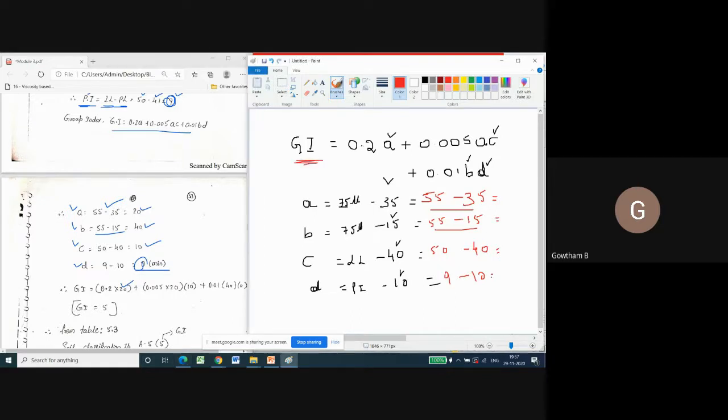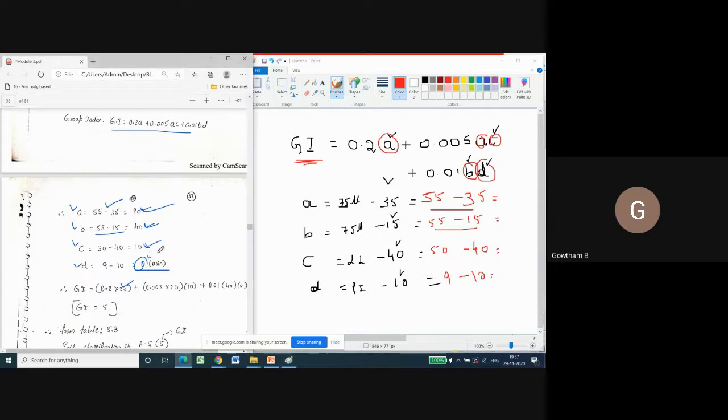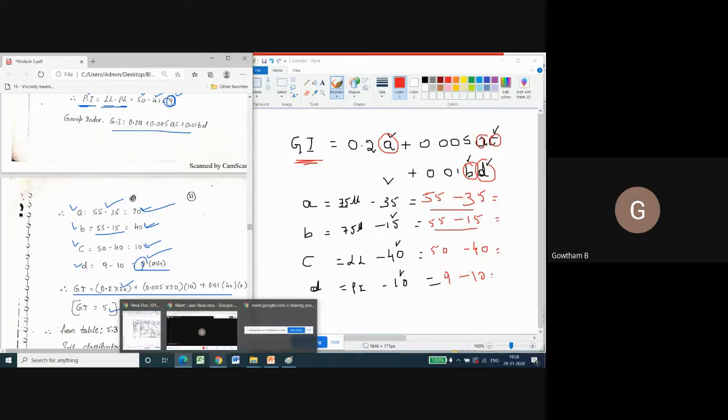Here is the group index formula. Substitute A as 20, C as 0, B as 40, and D as 0. After substituting, you can see I got a group index value of 5. Once you are ready with this value, you have to use the HRB soil classification table in order to classify the soil into different groups. Let me open that chart now.